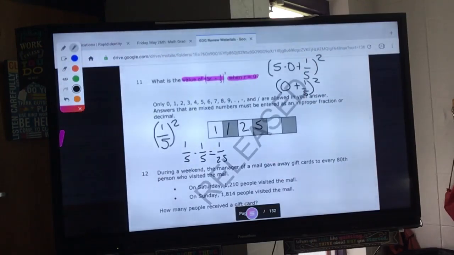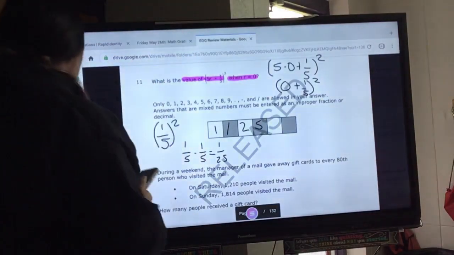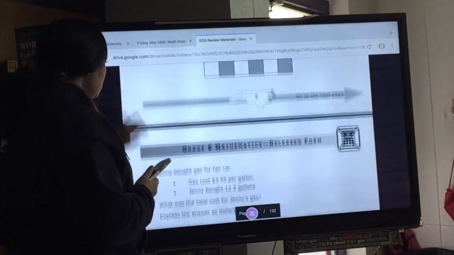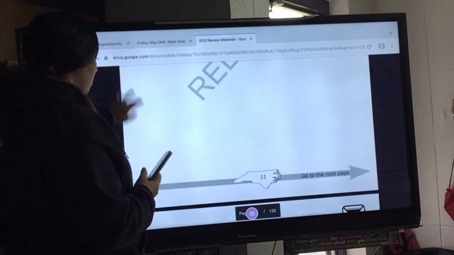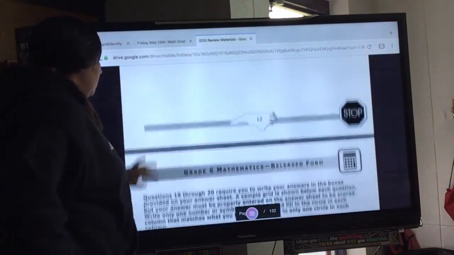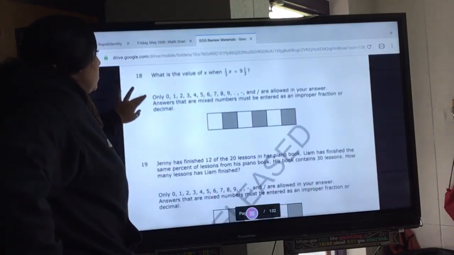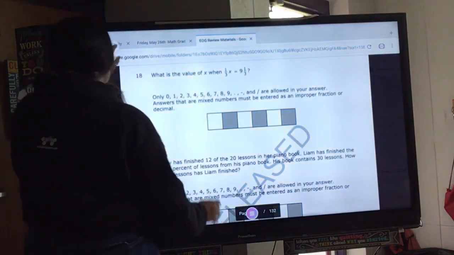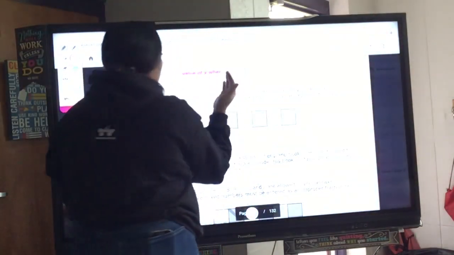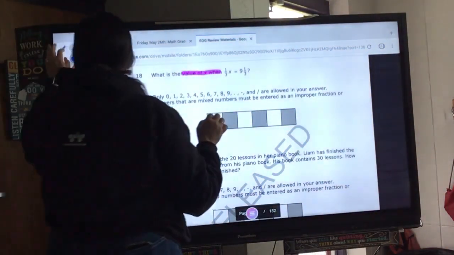Alright, go to number, what was the next one? 18. Alright, so go to number 18. So number 18, it says, what is the value of x when 1/3 x equals 9 and 1/3, sorry.